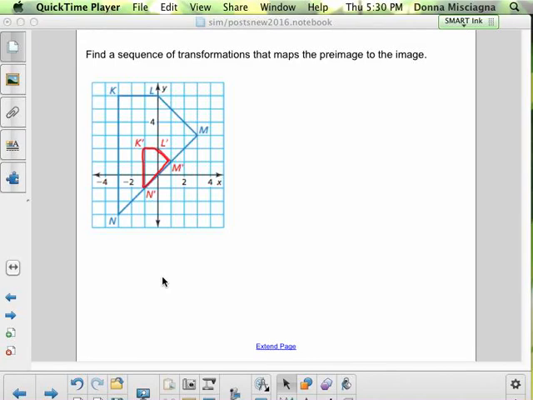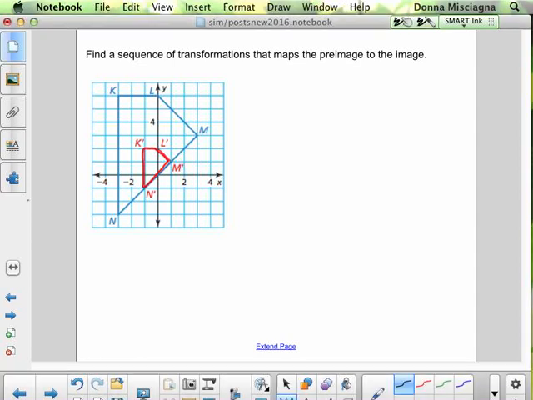All right, here's our next one, and the image and the pre-image are clearly marked. So step one is to find our scale factor. We could either use KL and K prime L prime, or we could use KN and K prime N prime. I think we'd be fine to just use KL and K prime L prime. So the scale factor is K prime L prime over KL. That is 1 over 3. If we use the other two sides, it'd be 3 over 9, and it would still be 1/3.